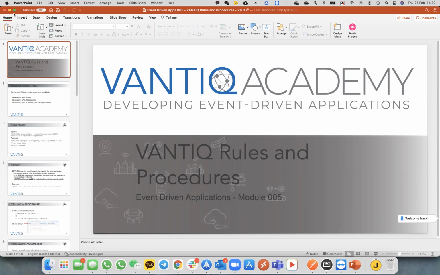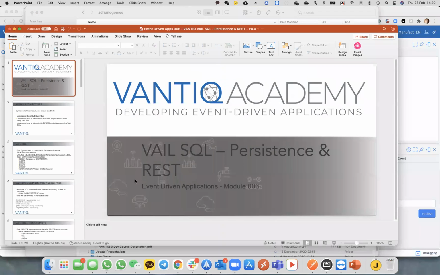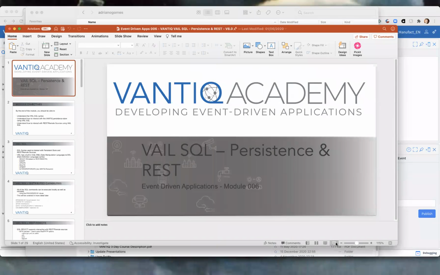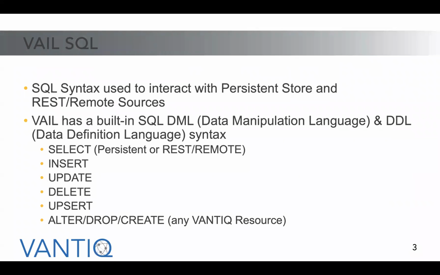All right, so now I'm gonna close this. I'm gonna talk about the select statement. So select in Vantiq is used both to talk to the internal database and also to external sources. The internal way to talk to the database is where you do a select, that's a query. You can do an insert, update, delete, and upsert. I'm going to talk about it. And you can also do some alter, drop, or create in some of the other resources.